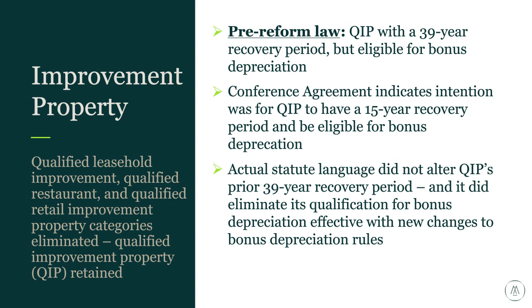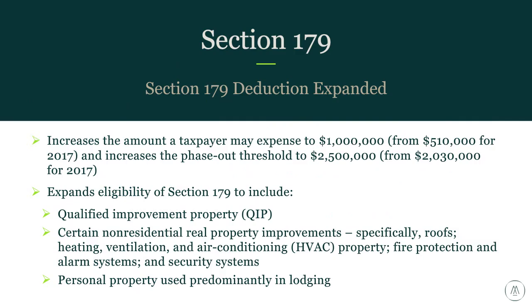So one last item staying in the depreciation space is the 179 deduction was almost doubled with a corresponding increase in the phase-out threshold. Eligible property also now includes QIP and certain real property improvements. And so this expansion may partially offset the error that I just mentioned related to QIP for taxpayers who are able to use the 179 deduction.